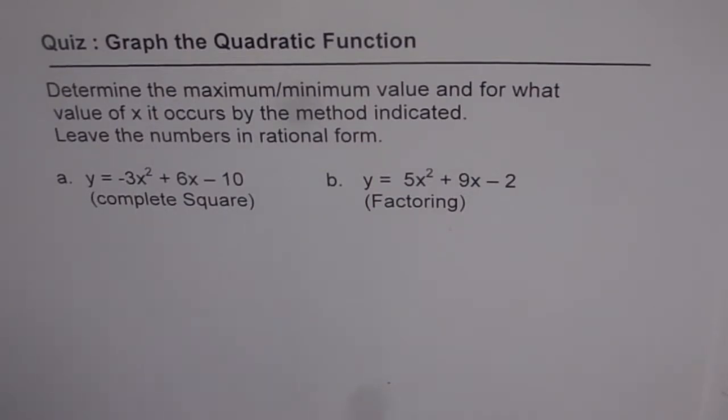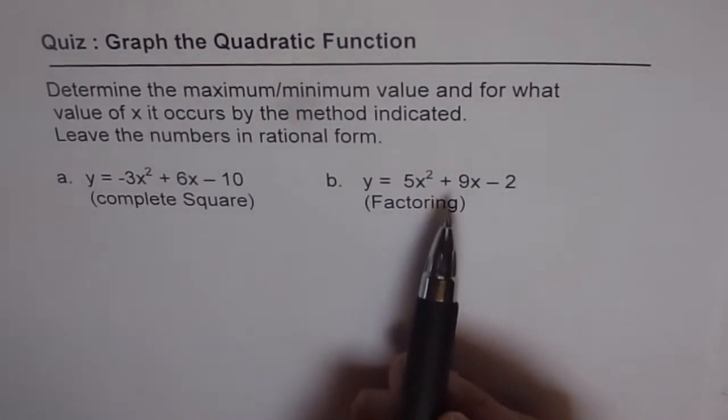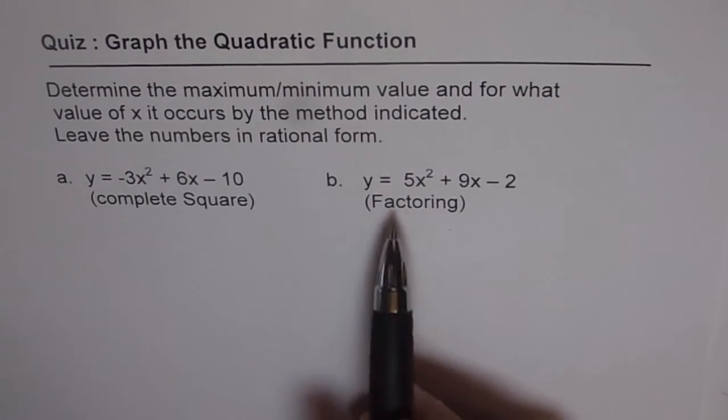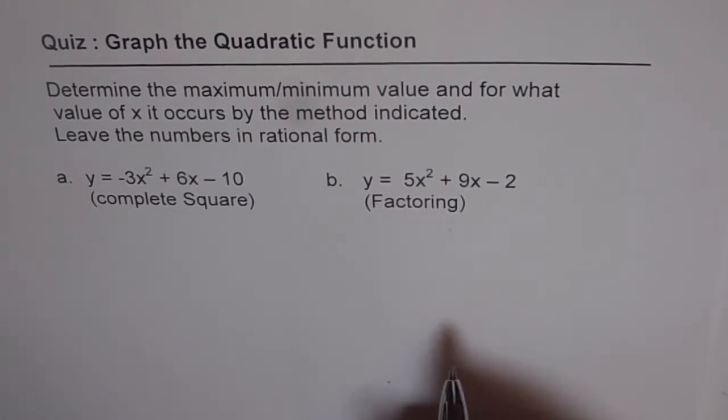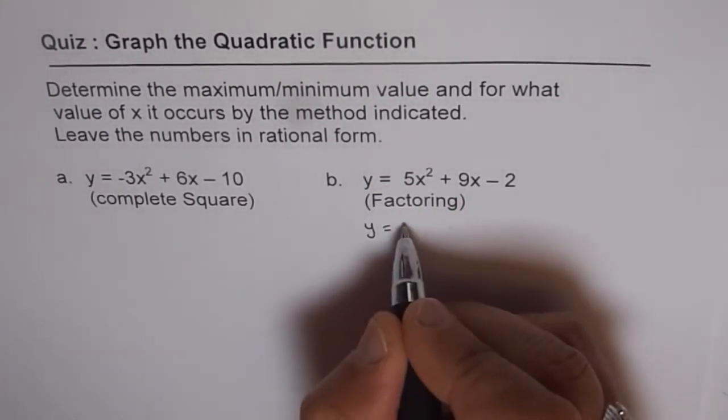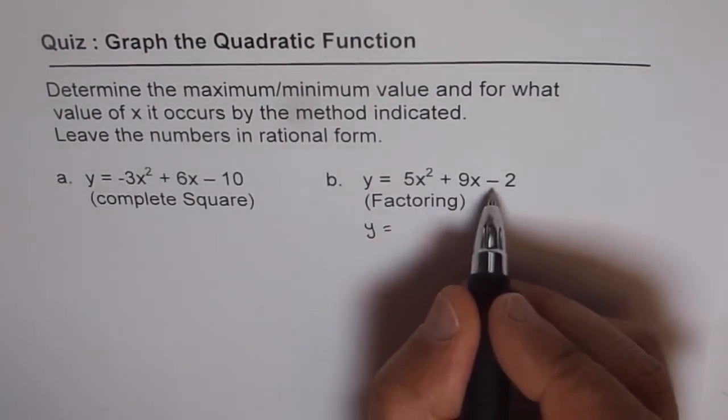So we have two equations both in standard form, and we need to use different methods. One is the completing the square method, the other one is factoring, right? So it's kind of a practice for you. Now here factoring, let's do that first. We've got y equals 5x squared plus 9x minus 2.